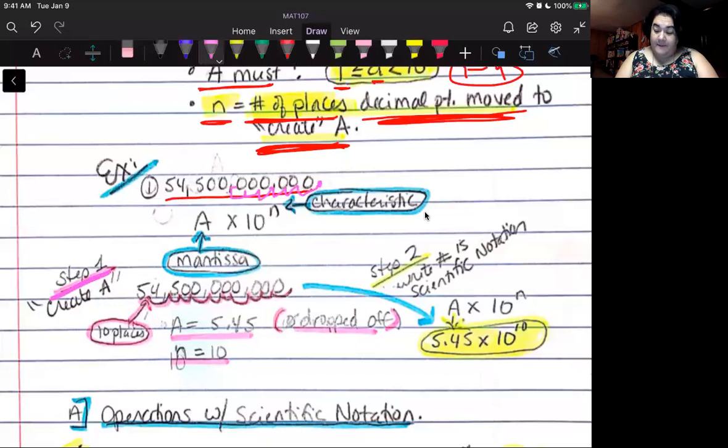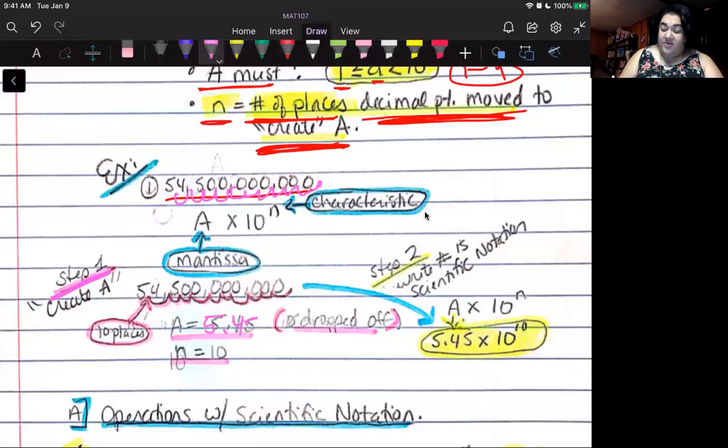I now have 54 to the left of the decimal. So one more time, and there we go. I now have 5.45. So because I have that, 5.45 is now my A, which is called the mantissa.